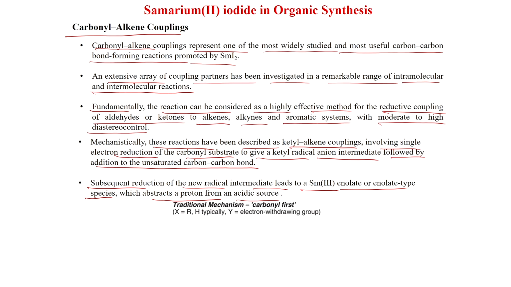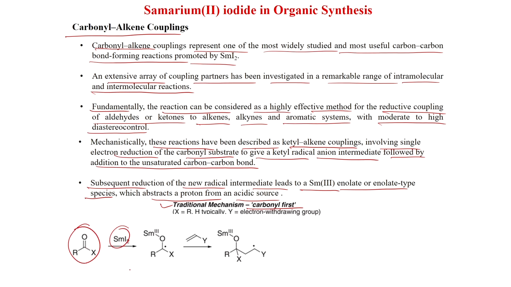Here two kinds of mechanism are possible: in one case we can think that the carbonyl group is reduced first, and in another case it is possible that the electron deficient olefin is reduced first. In the traditional mechanism the carbonyl is first. This is the carbonyl compound with samarium iodide, it generates this radical anion, and then this radical anion reacts with the electron deficient olefin, because Y is an electron withdrawing group, and this C-C bond is forming. So, this is C-C bond formation.